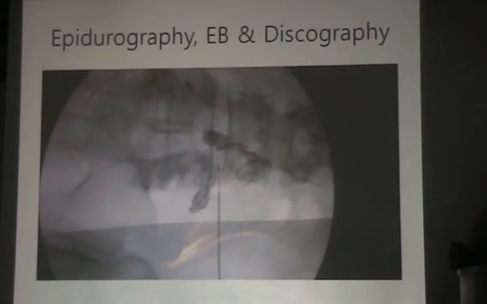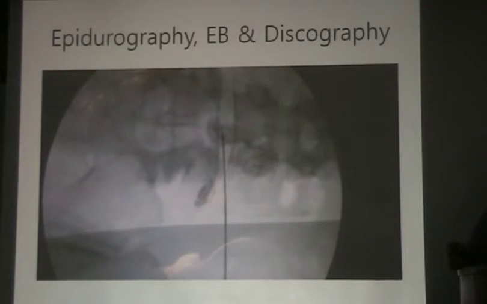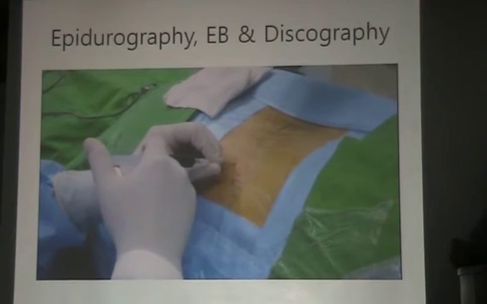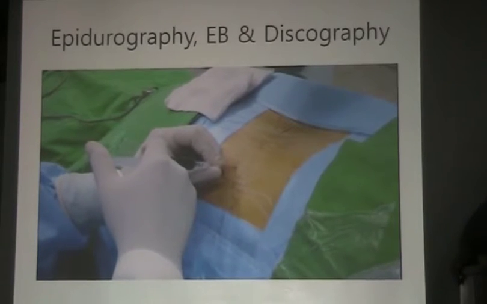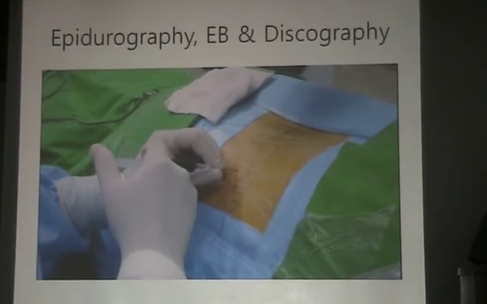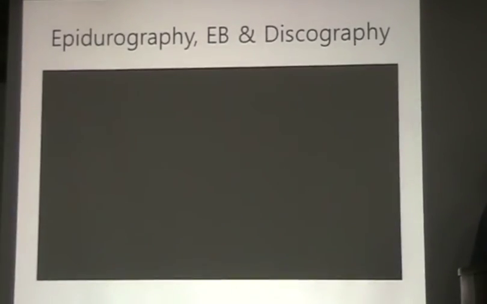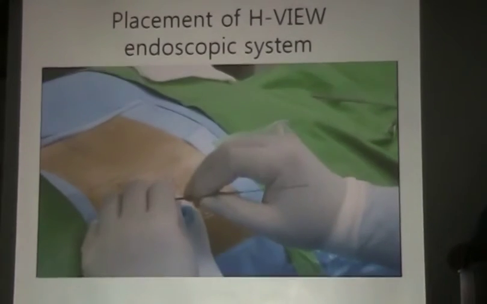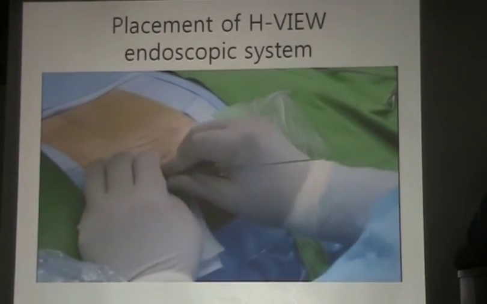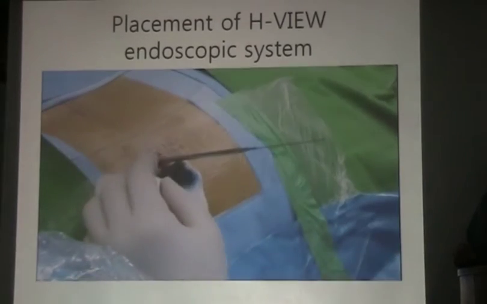Then discography with indigo carmine. This is indigo carmine to stain the nucleus pulposus blue. Discography. Then remove the stylet and insert the guide wire, and serial dilator insertion like this. Serial dilator insertion.